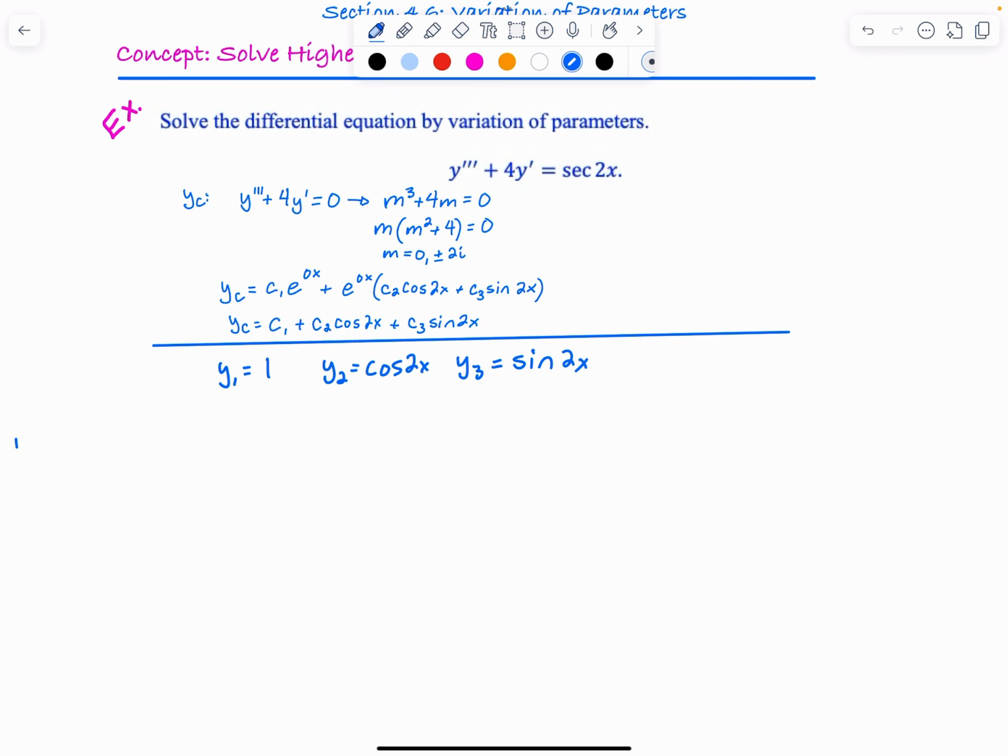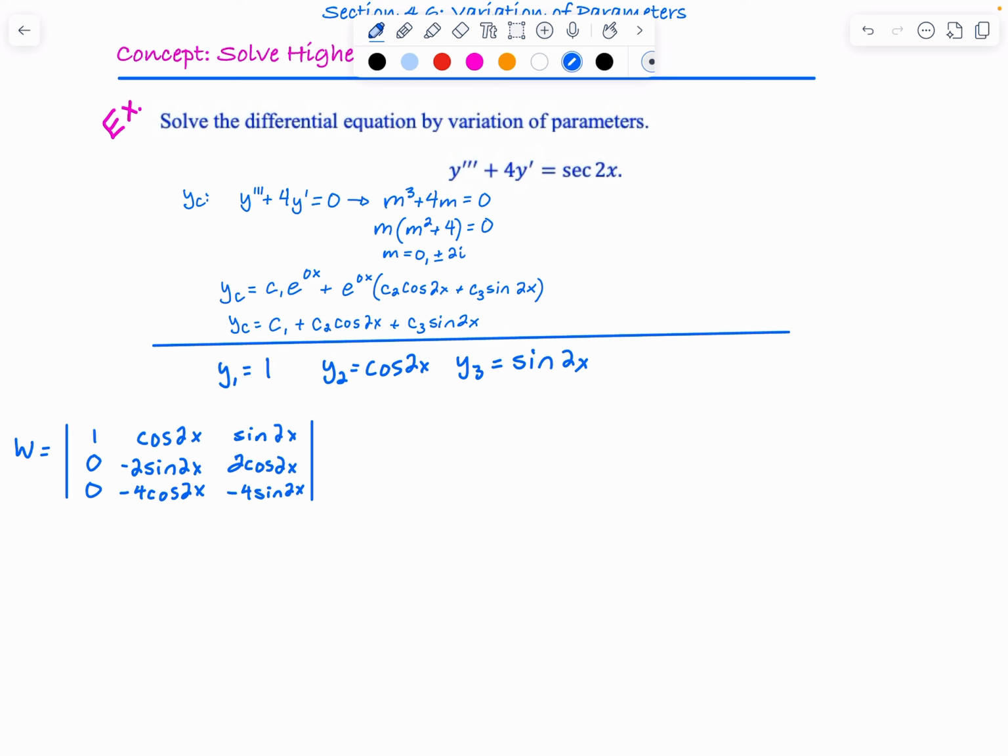So the Wronskian of those three, right? I get a nice pretty 1, 0, 0. Okay, and then I get a cosine 2x, and then a negative 2 sine 2x, and then a negative 4 cosine 2x. Right, and then sine 2x is going to go in the same manner. I get a 2 cosine 2x, and then a negative 4 sine 2x. All right. So I'm going to go down.